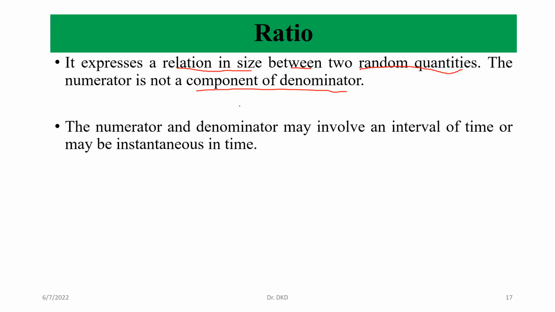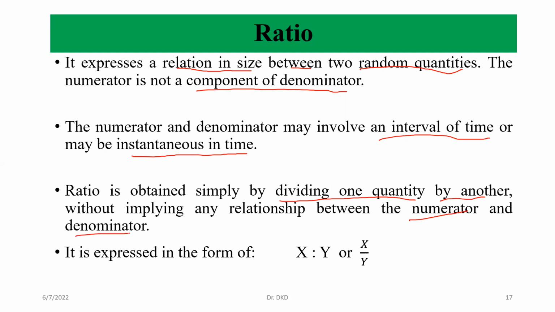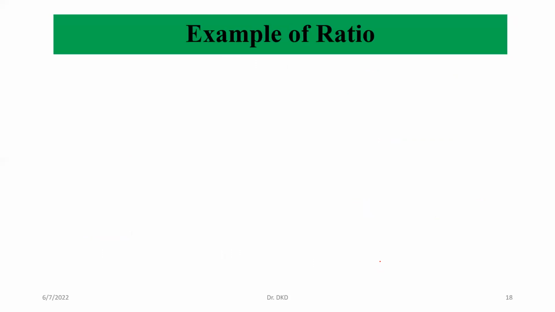So the numerator and denominator may involve an interval of time, or we can say it may be instantaneous in time. A ratio is obtained simply by dividing one quantity by another without implying any relationship between the numerator and denominator. So it is expressed in the form of x is to y, or we can say x divided by y. For example, we need to understand an example of ratio.